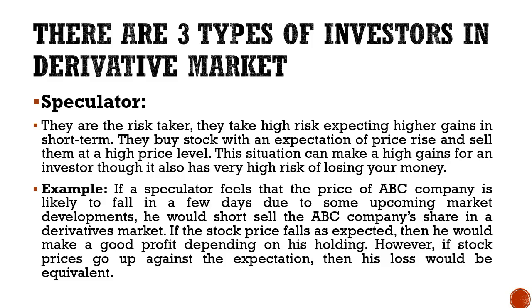So these were the three different types of investors in the derivative market. One is the arbitrageurs, second are the hedgers, and third are the speculators.